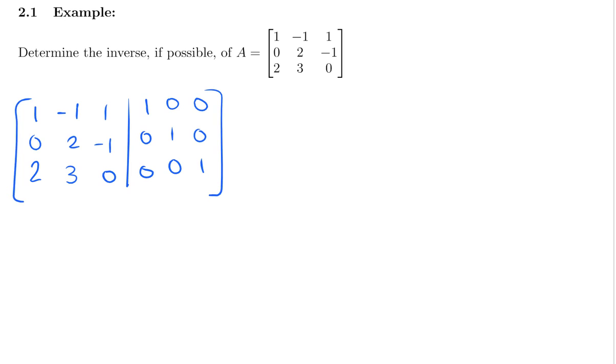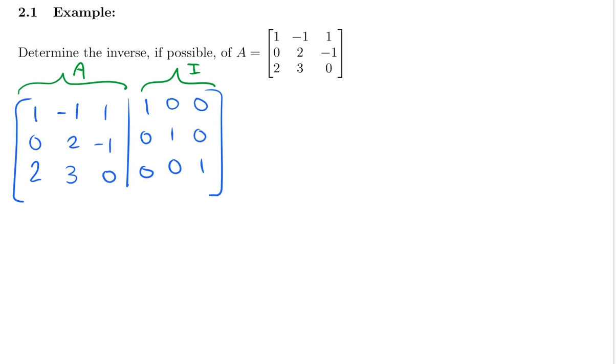Now our goal is to have the right-hand side of our augmented matrix be the inverse. It's not right now. Currently, the left-hand side is the original matrix A, and the right-hand side is the identity. But our goal is to reduce the left-hand side so it becomes the identity matrix. And we'll do that using row operations.